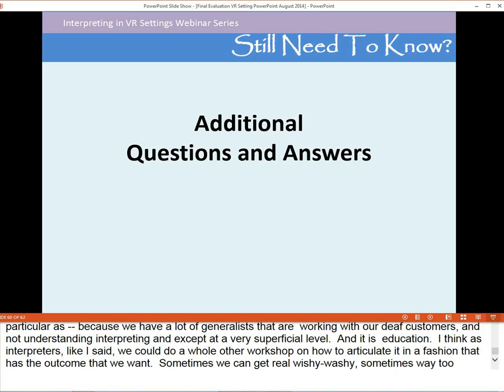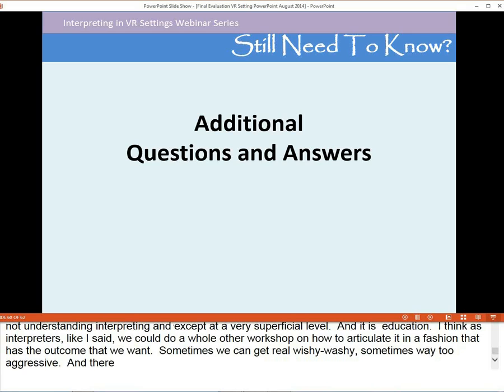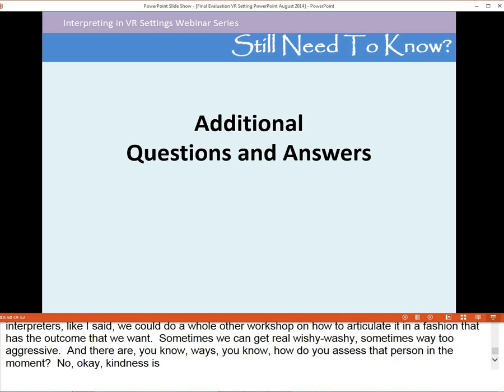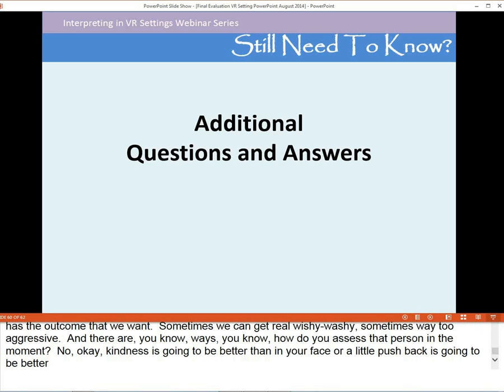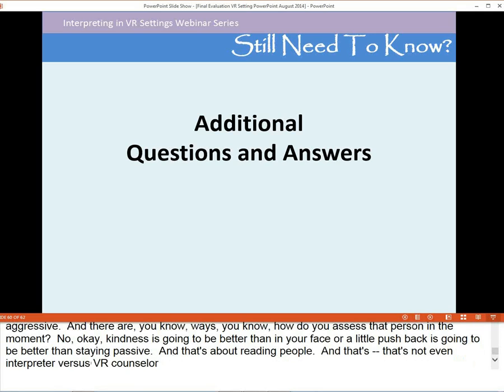How do you assess that person in the moment? Okay, kindness is going to be better than in your face. Or a little pushback is going to be better than staying passive. Right. And that's about reading people. It's not even interpreter versus VR counselor. It's knowing how, as we talk about, to change behavior.